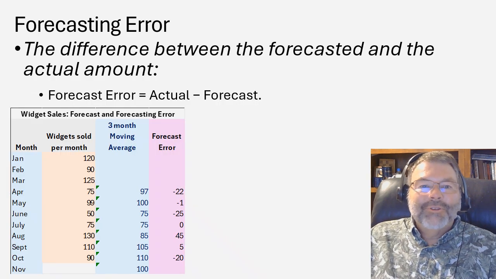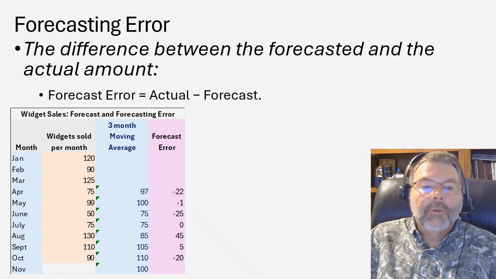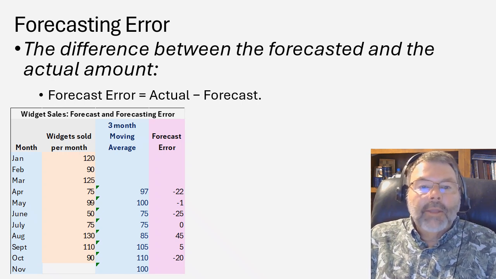Well, I keep discussing forecasting error and the fact that our forecasts are not exactly correct. And we do want to measure, we are concerned about the forecasting error. And so the way we compute the forecasting error is simply the actual and we subtract the forecast. So in this case, with a 3-month moving average, April had a forecast of 97, but our actual demand or sales for April was 75. And so our forecast error is negative 22.